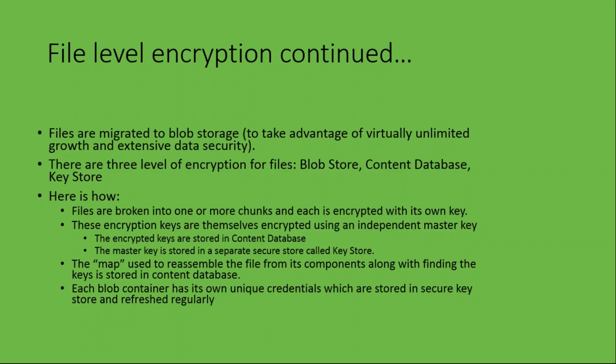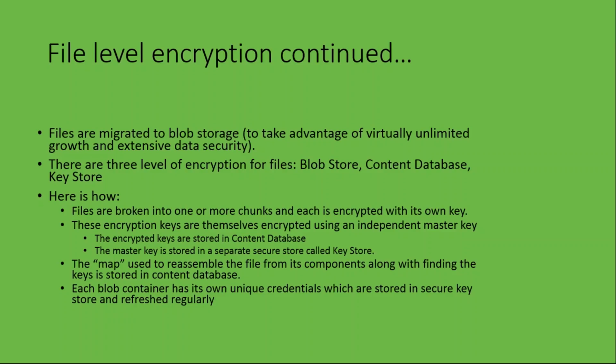So all those keys are stored in the content database, and there is a map also in the content database which knows the location of those file pieces. That map is used to reassemble all those file pieces to present the file to the end user. So the content database contains the encryption keys and the map. This is the second store, which is at a separate physical location for the content.